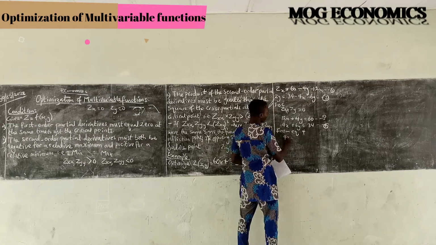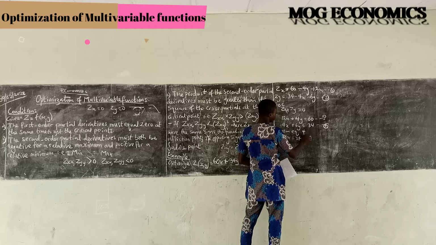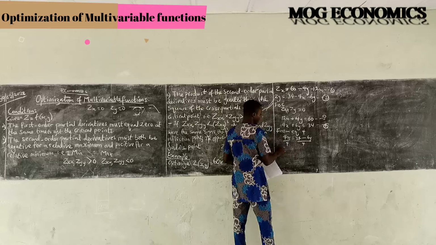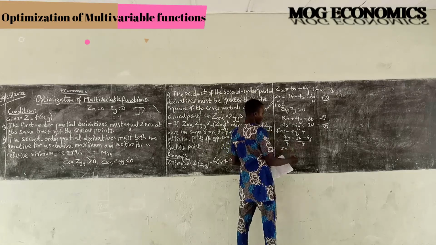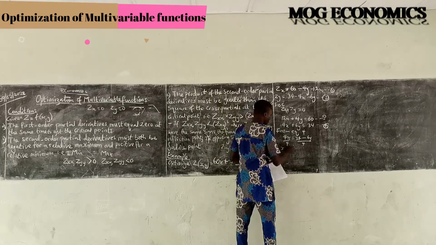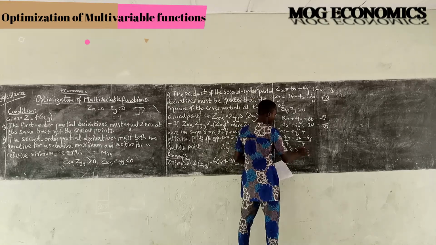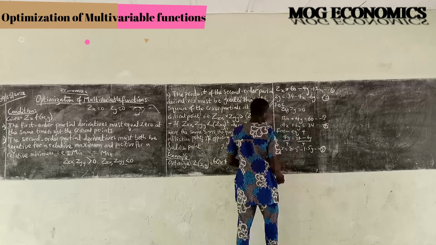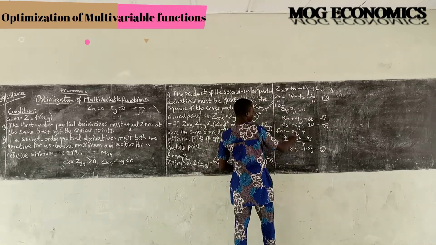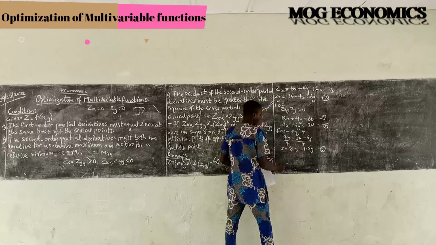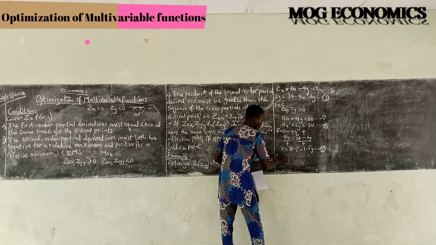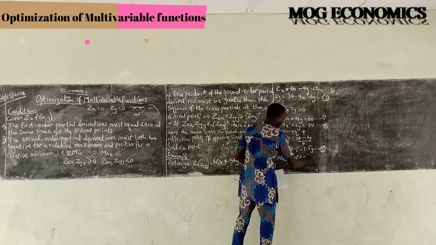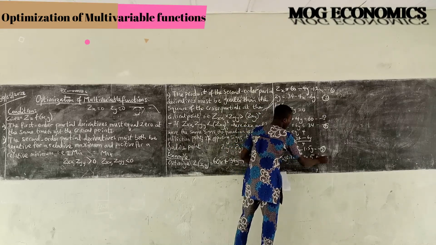So 4x will be equal to 34 minus 6y. When you divide through by 4, x will equal 34 divided by 4, which is 8.5, so you have 8.5 minus 1.5y, which is equation 5. So you got equation 5 from equation 4. Now substitute equation 5 in equation 3.